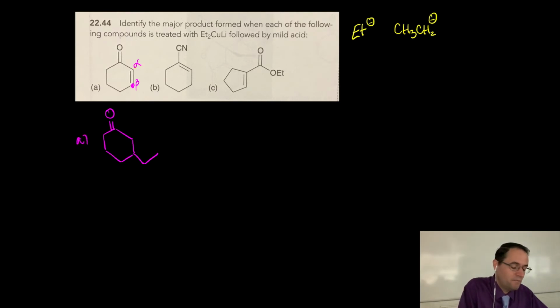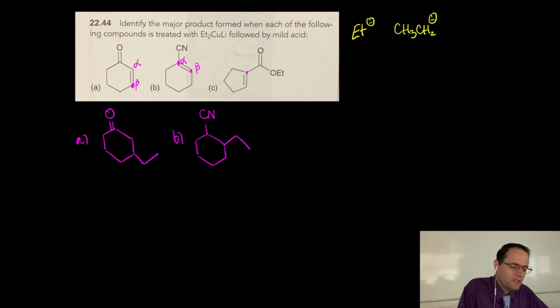Let's do part B. Now this is a Michael acceptor known as a nitrile, okay? A nitrile is a carboxylic acid derivative, so it should not be too confusing. And so what we have here in our starting, well, let me draw up here. This is called the alpha carbon with respect to the carbon of the carboxylic acid derivative, and this is the beta carbon, okay? So once again, we want to keep the nitrile intact, and we want to add an ethyl group here, okay?